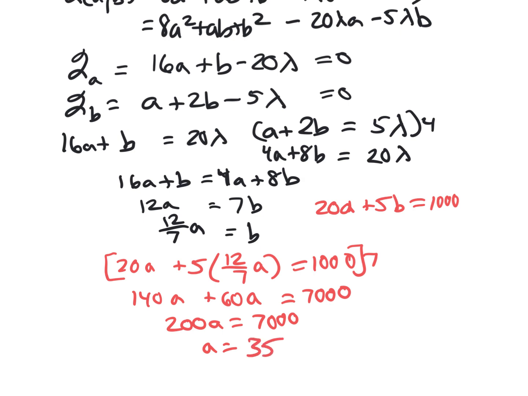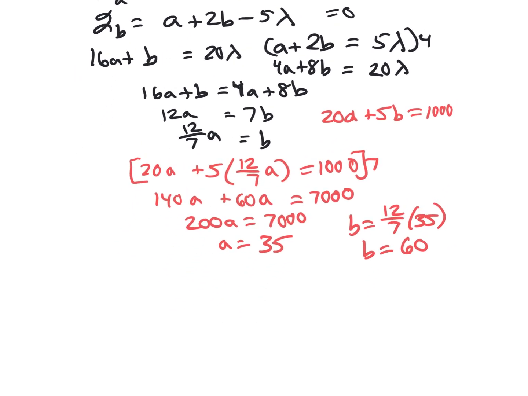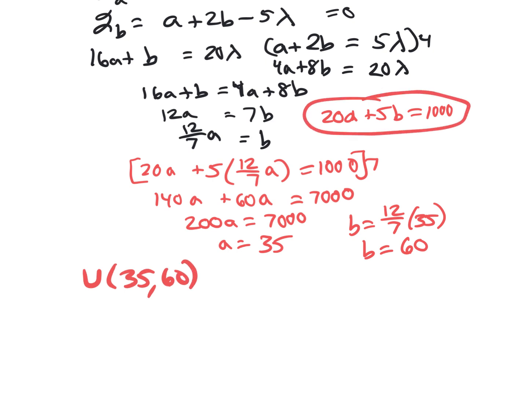Okay, nice. Then we know B is 12/7 A. So B is going to be, 7 goes into 35 5 times, so B would be 60. Okay, so we get one critical point from that. We're going to definitely check 35, 60. But let's also test the extremes. Like if A is 0, then going to the constraint, that means B is 1,000 over 5 or 200. So we're going to check that.